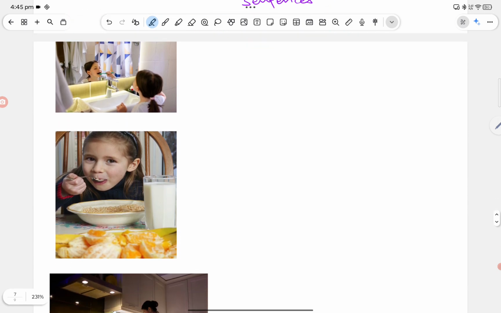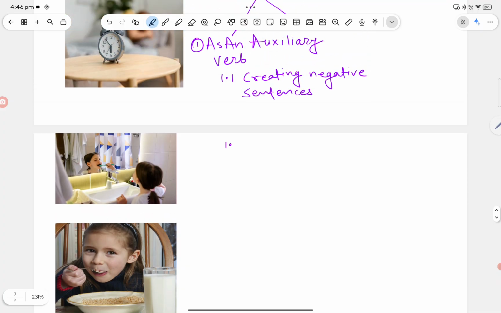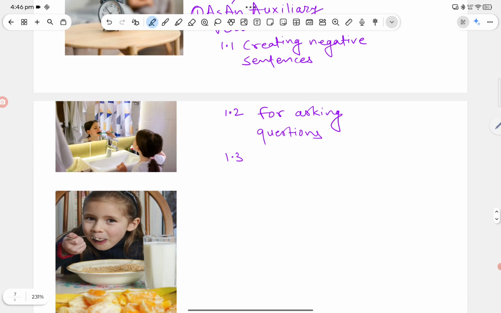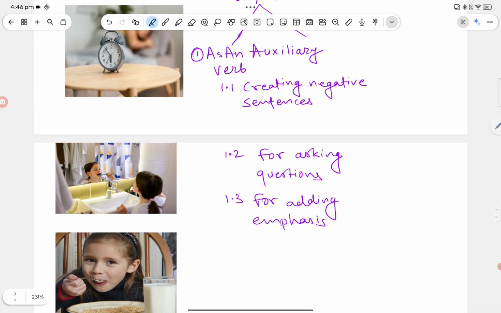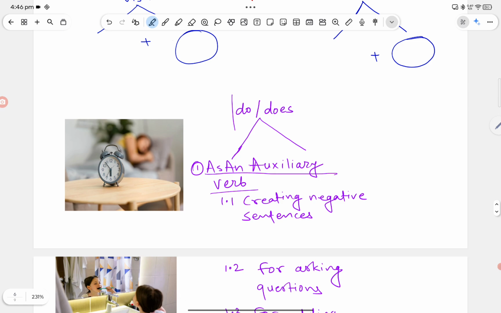Second, for asking questions. And third, for adding emphasis. These are the three roles they play as auxiliary verbs.